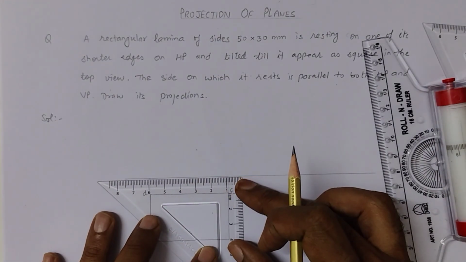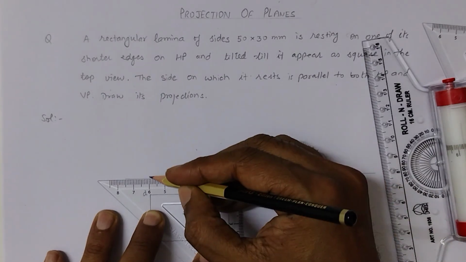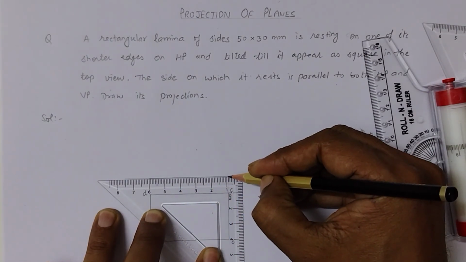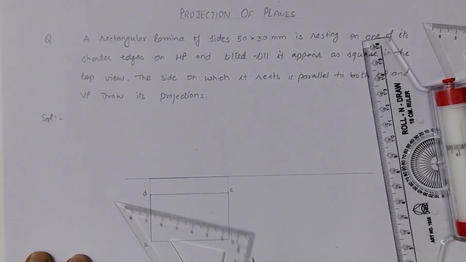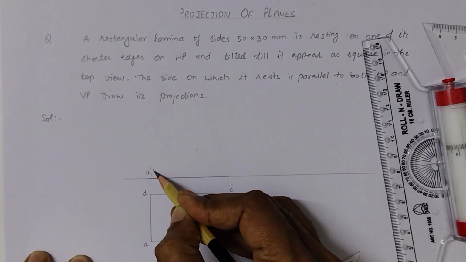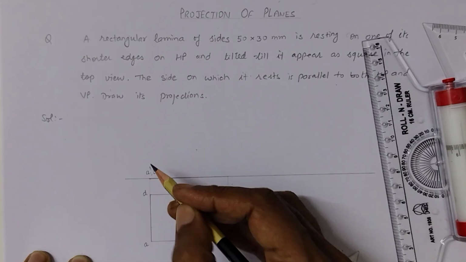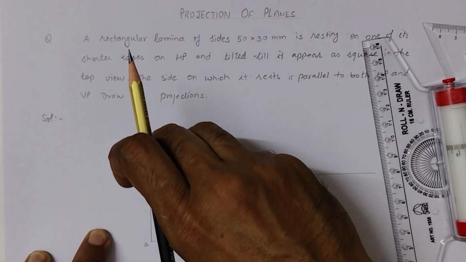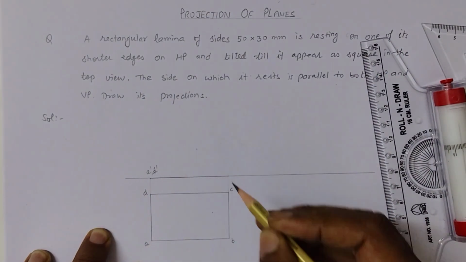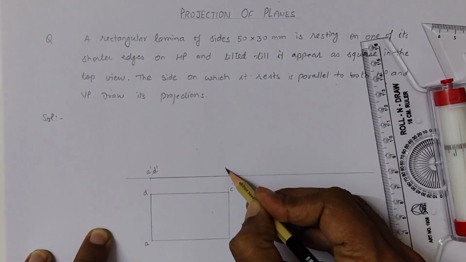So we get the top view A, B, C, D here, and now we will draw the front view because the object is in HP. So that's why its front view will lie on the XY line. So A and D at this point is A dash, D dash, similarly B dash and C dash here.